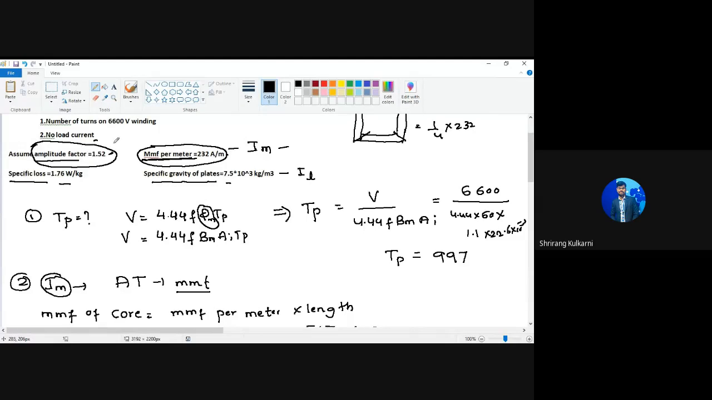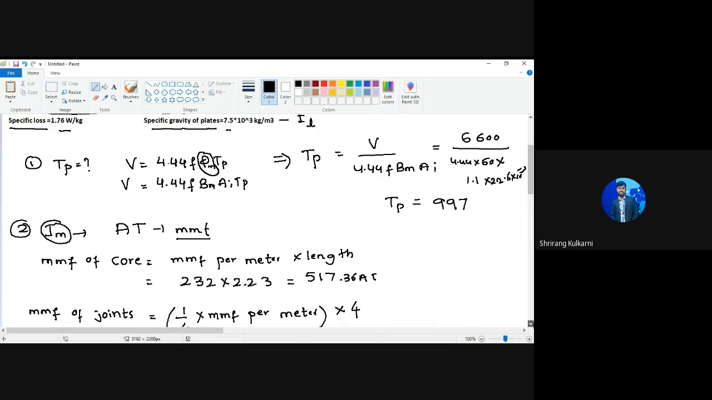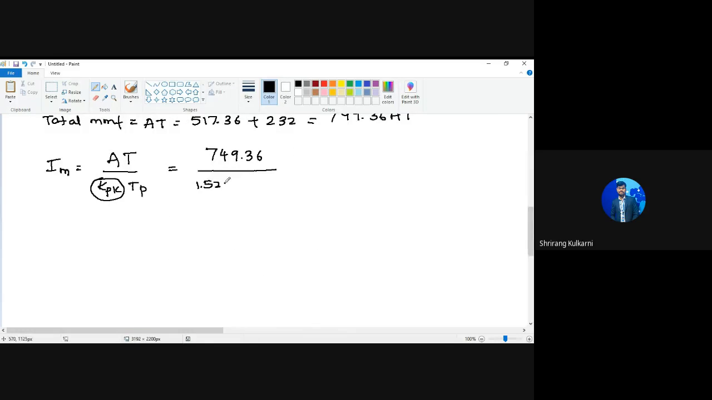For example, in signal systems, if amplitude value is given, how do you find the peak value? Whatever value is there, you multiply by √2. So now what he has given? Amplitude factor is given. To know the peak factor, multiply by √2. 1.52 into √2, you will get the peak factor. 1.52 into √2, TP how much? 997. So total how much current we have calculated? IM value, you should get 0.349 ampere.